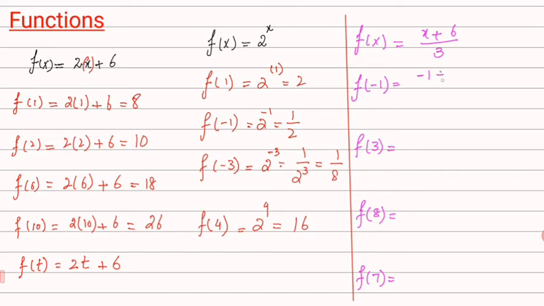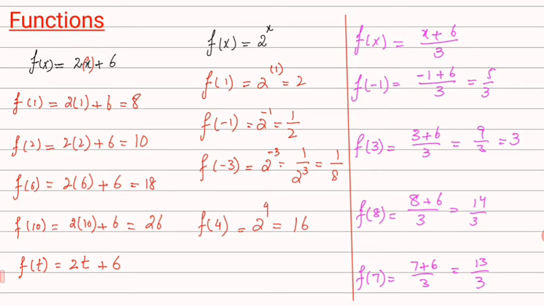f of -1 will be -1 plus 6 divided by 3, that is equal to 6 minus 1, 5 divided by 3, right? f of 3 would be 3 plus 6 divided by 3, that is equal to 9 by 3, that means it is 3, right? f of 8 is 8 plus 6 divided by 3, it's 14 by 3. And f of 7 is 7 plus 6 divided by 3, it's 13 by 3.